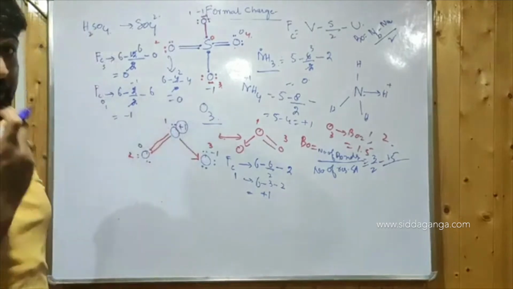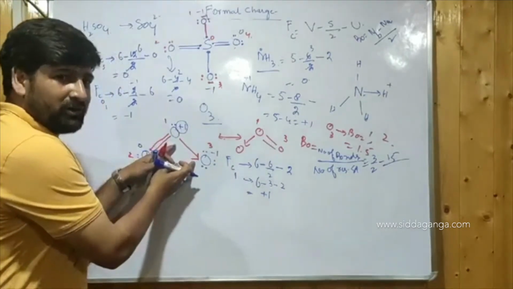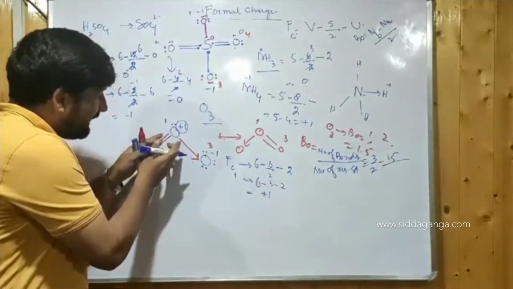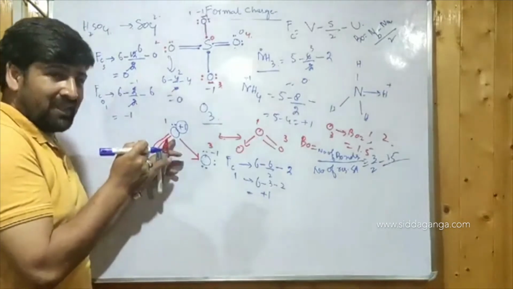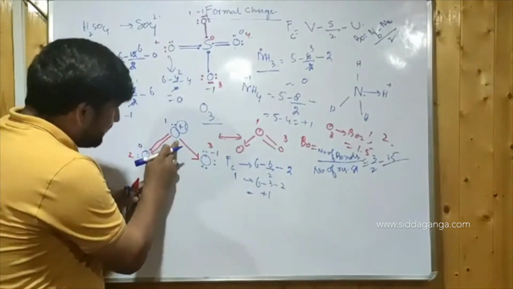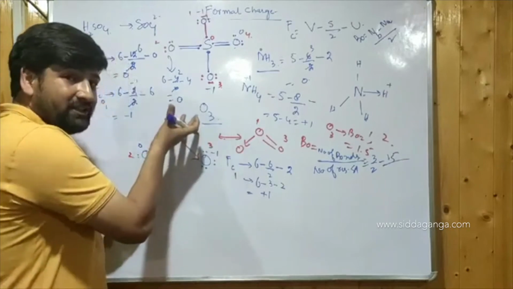Which oxygen? Middle oxygen. Why? What bond has been made here, children? Coordinate bond. Because it is a coordinate bond, the electrons of the central oxygen have been used.